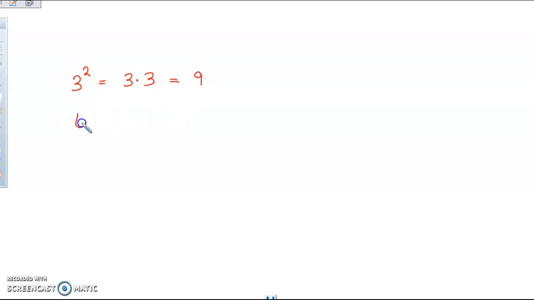If I have 6 squared, means I have 2 6's. So 6 times 6 is 36. These are called perfect squares.